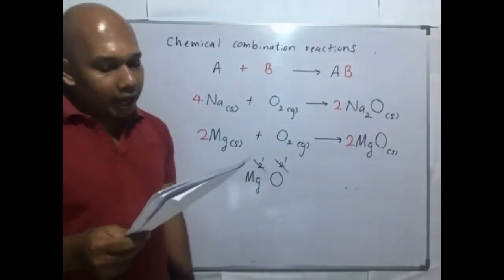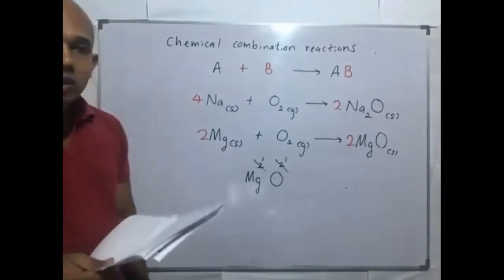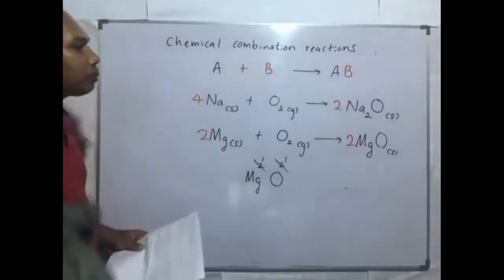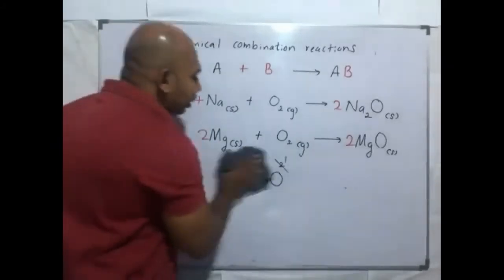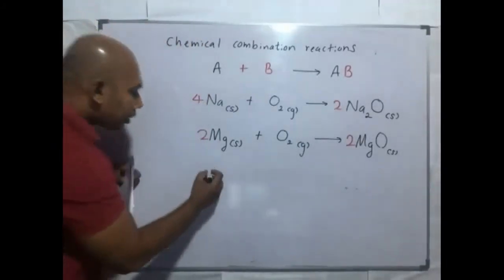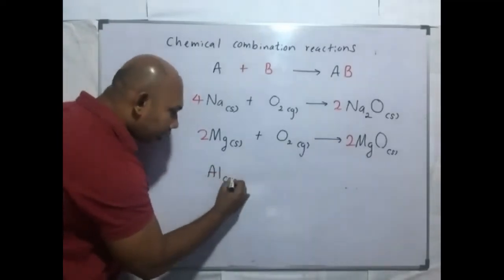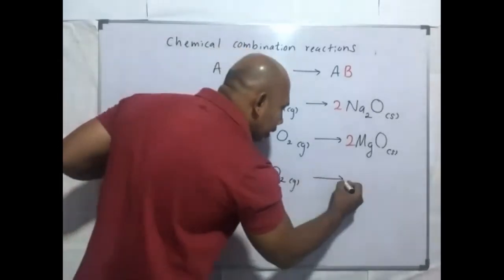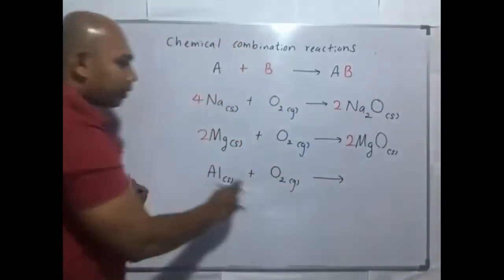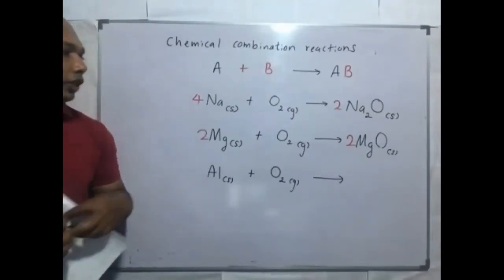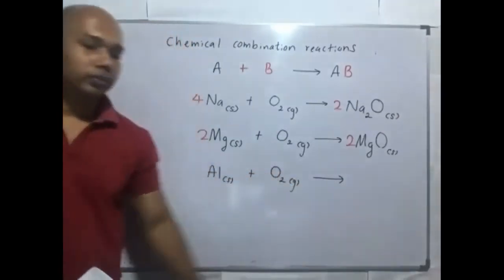Right, third one, reaction of aluminum with oxygen gas. Try to write. Decide the product. Next one, aluminum solid reacts with oxygen gas. Write down the product and balance it. Find the valencies and exchange the valency to decide the product.